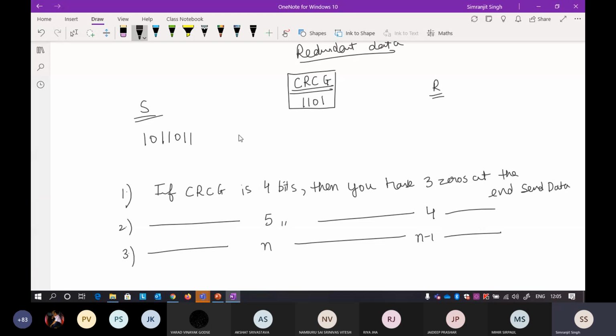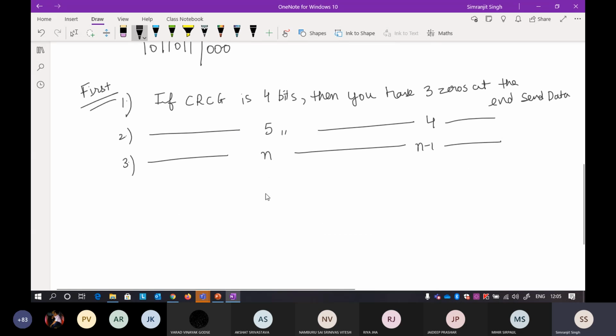Based on the CRC generator there is another thing too, but the first thing that you have to keep in mind, which is very important, is this: it is the algorithm of calculating the CRC. Based on the CRC generator, because it's 4 bits, I have to add 3 zeros at the end of the sender's data. Now your sender data will become this.